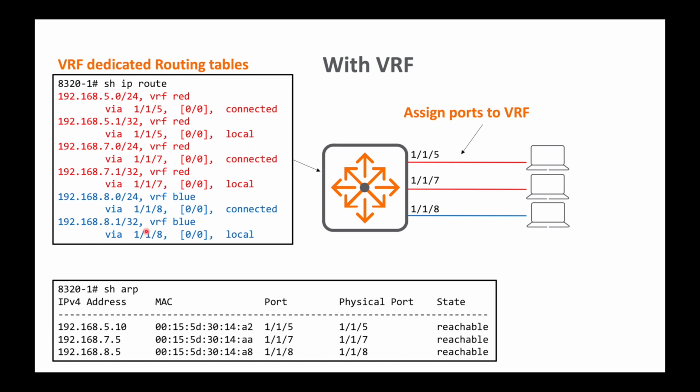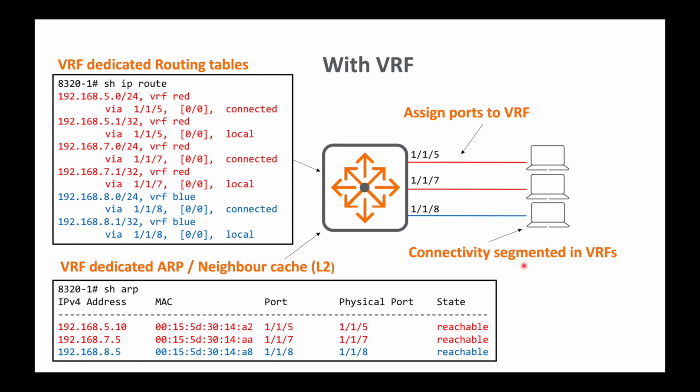So all other things being equal, blue and red are now separate. But not only the routing table, also our ARP or neighbor cache. So that's divided up per VRF as well. So now our connectivity has been segmented. So the node connected to 1/1/5 will be able to speak to 1/1/7. So we'll be able to go from here to here. But this node will not be able to speak to these two, nor will they be able to speak to that one, because the tables have been divided up into the relevant VRFs.